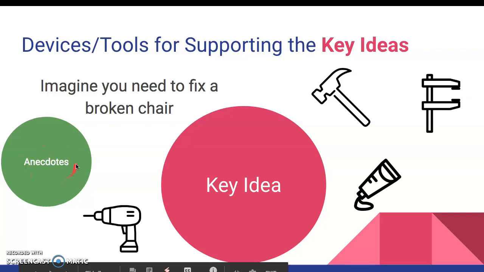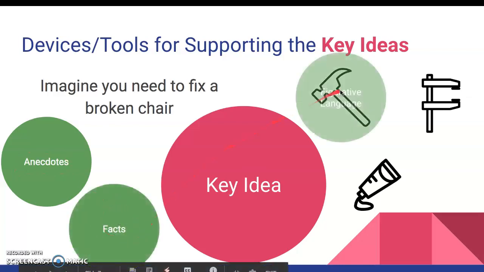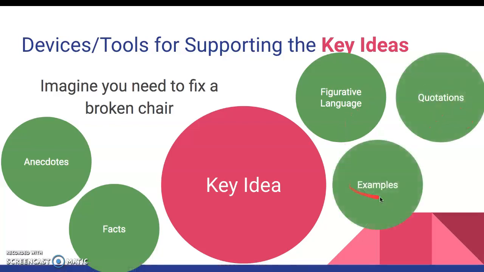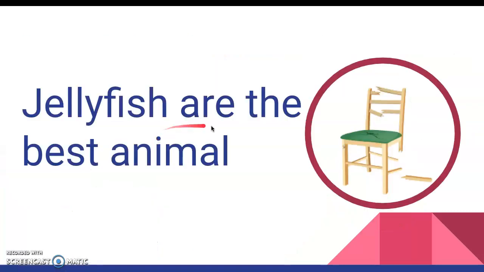We could use something like anecdotes, which is like a short little story that helps prove your point. You could use facts. You could use figurative language. You could use quotations. You could use examples. All of these are tools that you can use to support your key idea so that it can stand up on its own. Okay, here is my example key idea. Jellyfish are the best animal. Now, this right here is an opinion, so I'll need to do a lot of work to make sure that I can prove why I believe this is true.